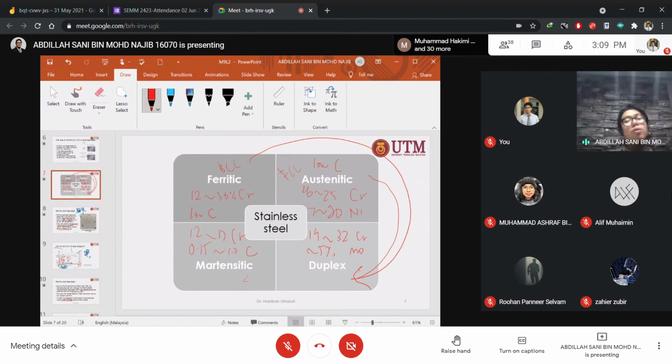So when you see, okay, very low carbon, so there is no formation of second phase, or no formation of precipitate, or could not form any martensite. So you conclude, oh, this is non-heat treatable. So if we have some amount of carbon, oh, it can form the martensite. So that is how we get the martensitic. So it is heat treatable.